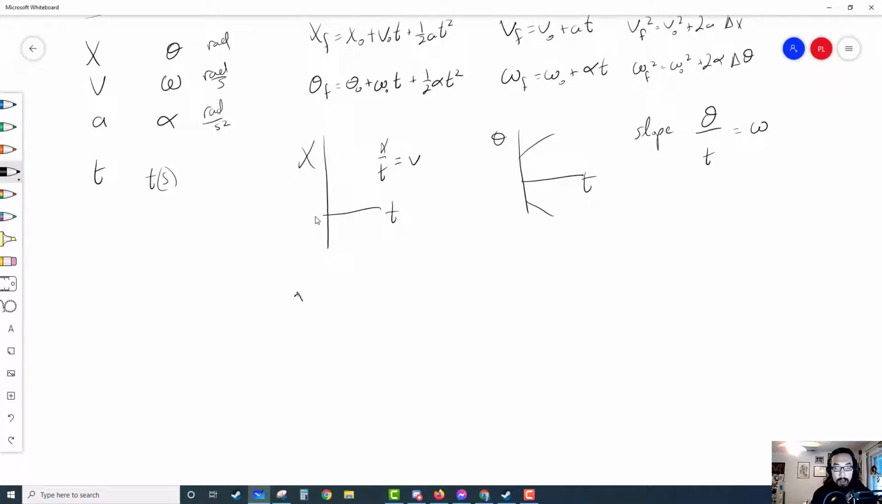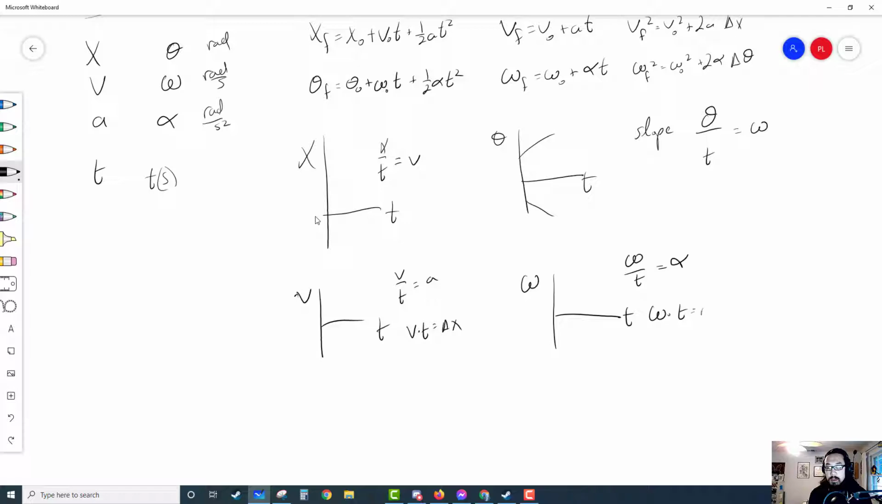Next up, we have velocity versus time. Now here, there's 2 things. There's the slope itself, so velocity divided by time gives us acceleration, and the area under the curve, which is velocity times time, which gives us displacement. The analogous graph, instead of velocity versus time, is omega versus time. The same holds true where the slope for omega versus time gives us the rotational acceleration, and omega times time gives us the change in rotational position.